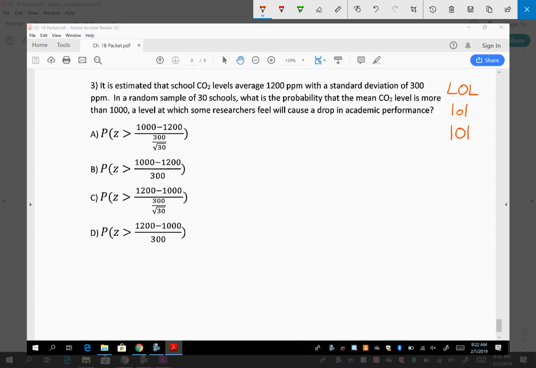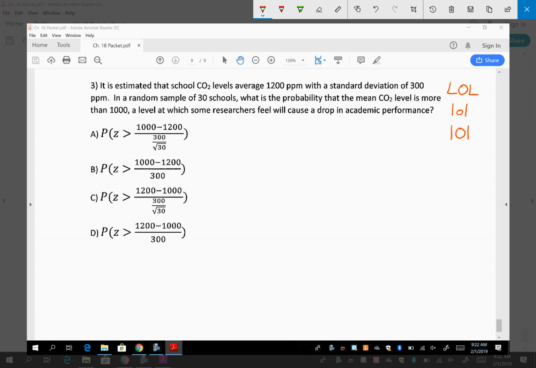A level at which some researchers feel will cause a drop in academic performance. What? My brain thought this was the absolute value of 0. Hashtag math teacher. Okay. I was listening, Yesenia.